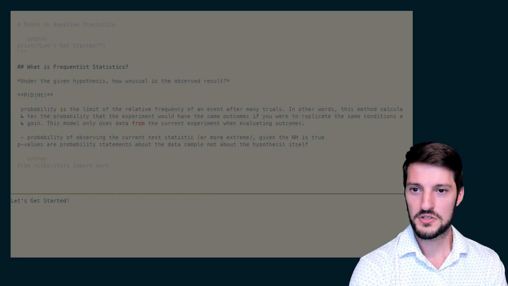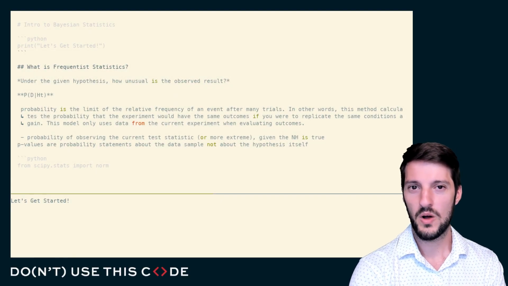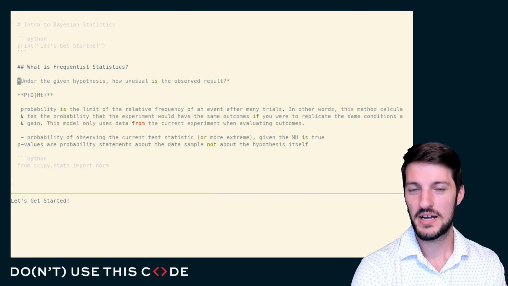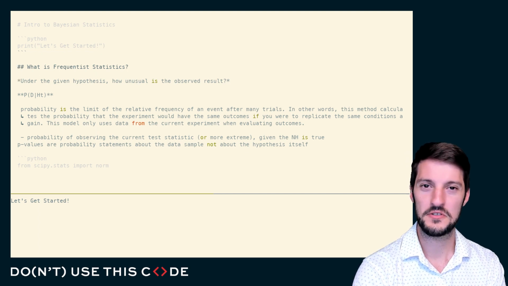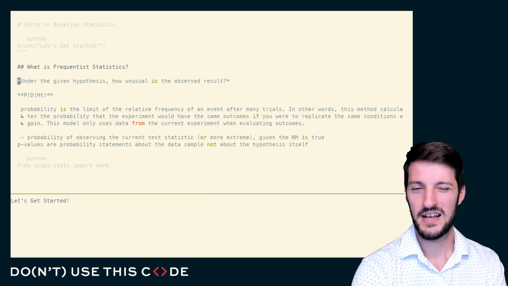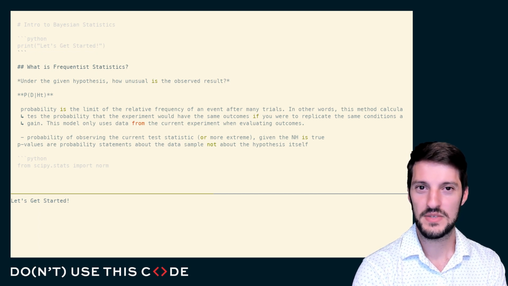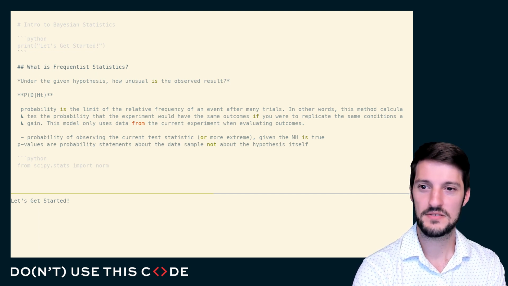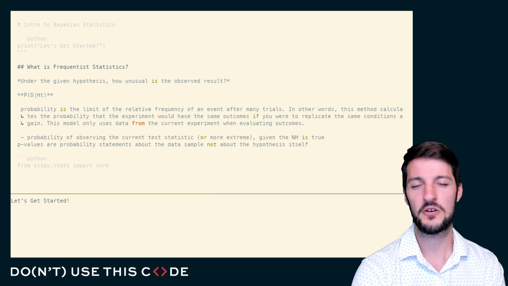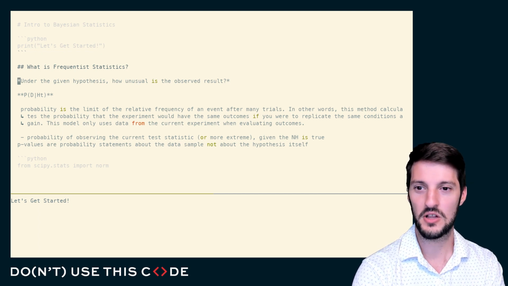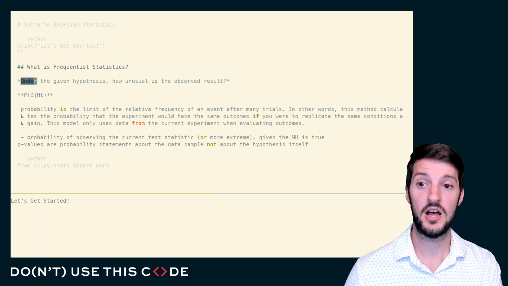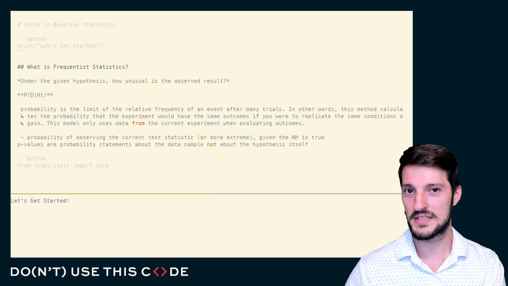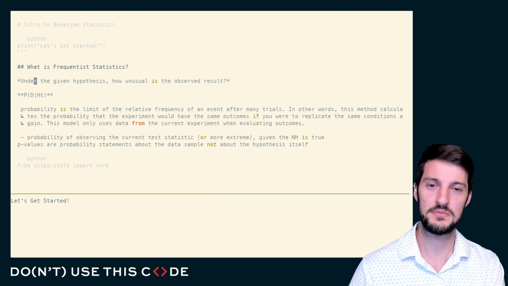In this first portion of today's seminar, I want to discuss what is frequentist statistics and why do I care? Instead of giving you some Wikipedia or dictionary definition of frequentism, I want to describe to you what frequentism is and how it works. In frequentism, we are always considering null hypothesis testing. And so you'll commonly see frequentist statistics start out a little bit like this. Under the given hypothesis, how unusual is the observed result?